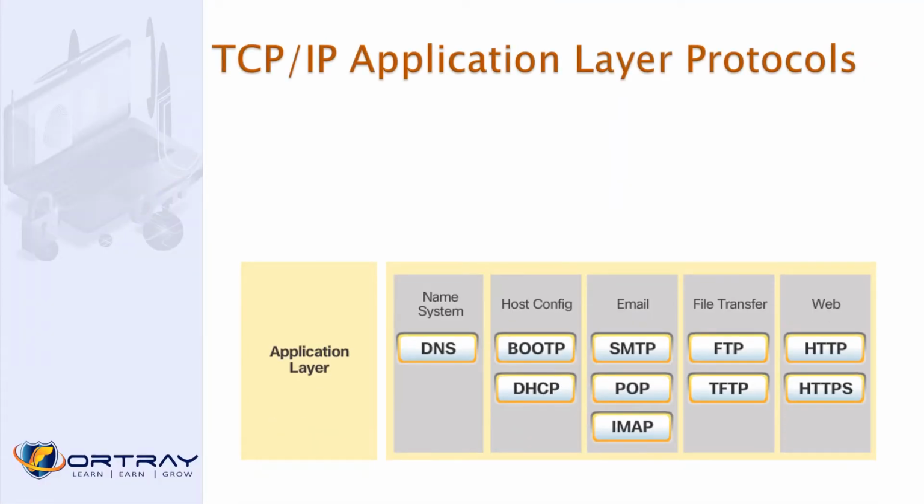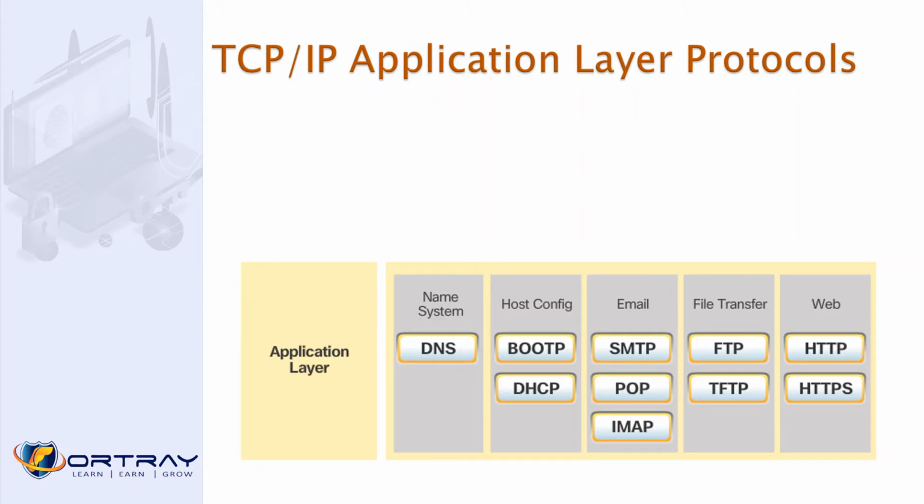TCP/IP application layer protocols. These are the protocols we interact with day by day. My request to everyone is that you should know at least most of them. They are on the screen. For example, DNS, BOOTP, DHCP, SMTP, POP, FTP, TFTP, HTTP, HTTPS. These are the application layer protocols, where the users are interacting.